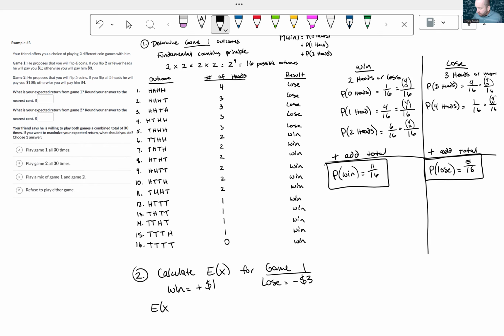So the expected value is equal to 1 times 11 over 16. So we have an 11 over 16 chance of winning $1, plus negative $3 times our probability of losing $3, which is 5 over 16. I did plus negative 3. You can also write minus 3. Either way is okay. Just make sure you're denoting that we're losing $3 with a negative there.